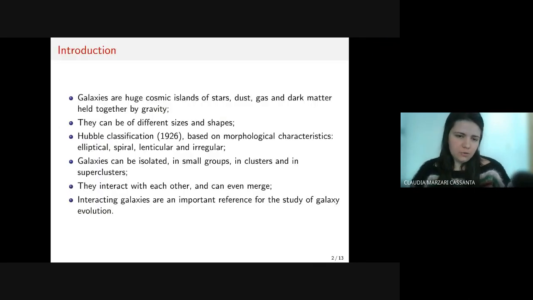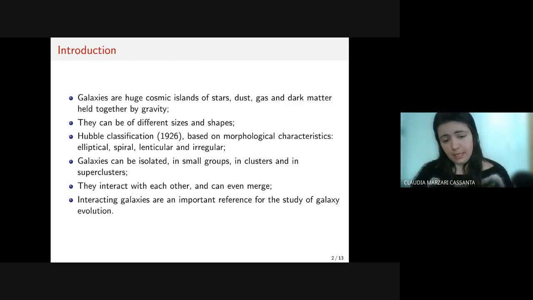Galaxies are huge cosmic islands of stars, dust, gas, and dark matter held together by gravity. They can be of different sizes and shapes, and Hubble in 1926, based on morphological characteristics, classified the galaxies in four large groups: elliptical galaxies, spiral galaxies, lenticular, and irregular.